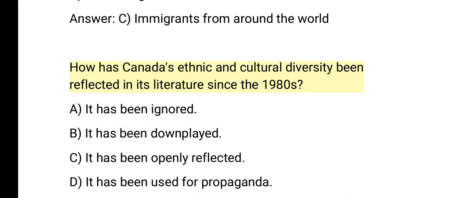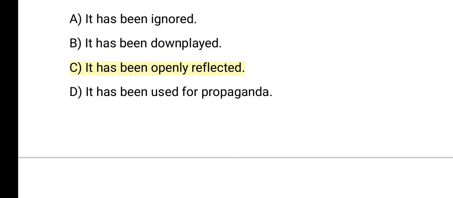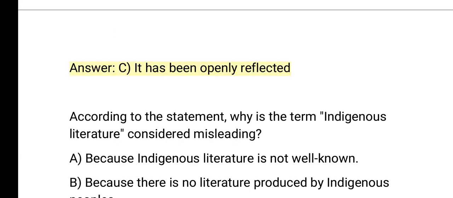How has Canada's ethnic and cultural diversity been reflected in its literature since the 1980s? A. It has been ignored. B. It has been downplayed. C. It has been openly reflected. D. It has been used for propaganda. Answer. C. It has been openly reflected.